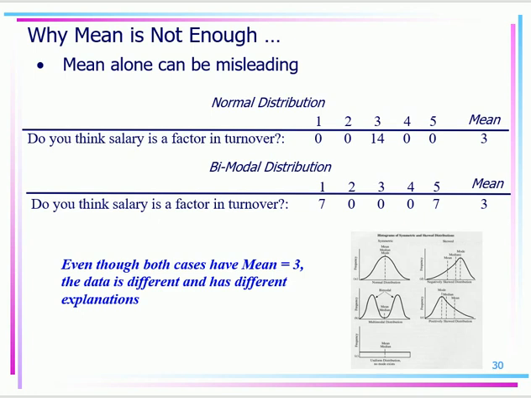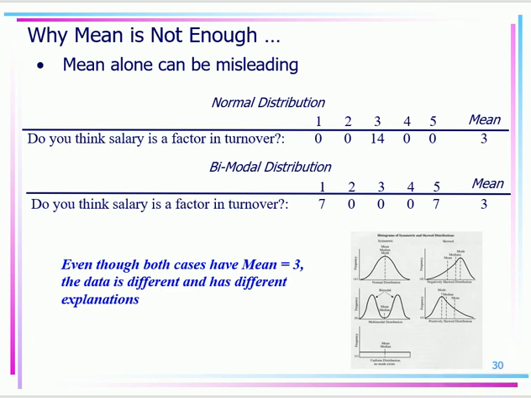So that's important, right? This is the example I was telling you about in the prior lecture, where maybe on one of your questions, do you think salary is a factor in turnover? All 14 respondents gave it a number 3. So what's the mean? What's the average? It's 3, right? Then here's another case where, do you think salary is a factor in turnover? 7 people said no, absolutely not, and 7 people said yes, absolutely yes. What's the mean? It's still 3. So by saying a mean of 3, it doesn't work, right? You can't just say the mean of 3.